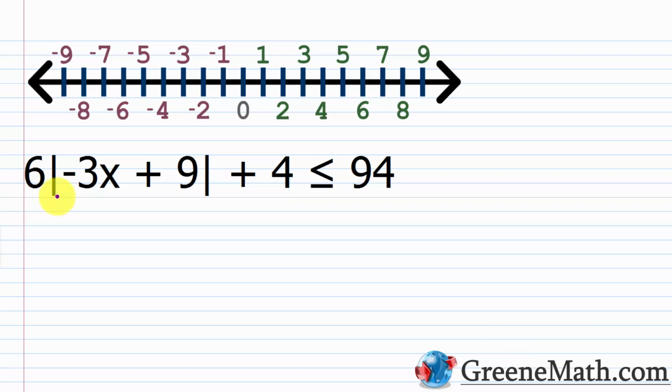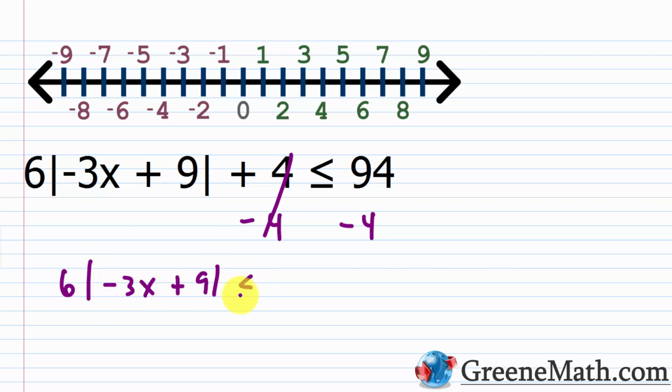So we have 6 times the absolute value of -3x plus 9, then plus 4 is less than or equal to 94. So again, I've got to isolate my absolute value operation so I can use my little rule. So I'm going to subtract 4 away from each side of the inequality. That cancels. I've got 6 times the absolute value of -3x plus 9. This is less than or equal to 94 minus 4 is 90. So now I'm going to divide both sides by 6 because that's what's multiplying this absolute value operation.